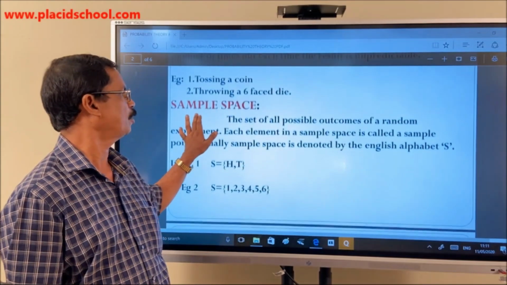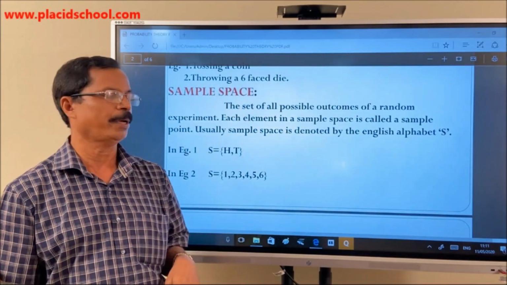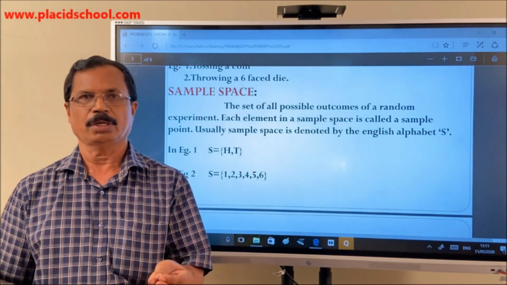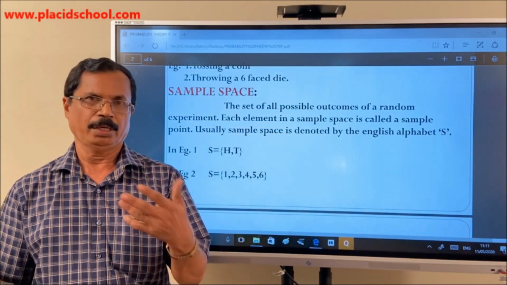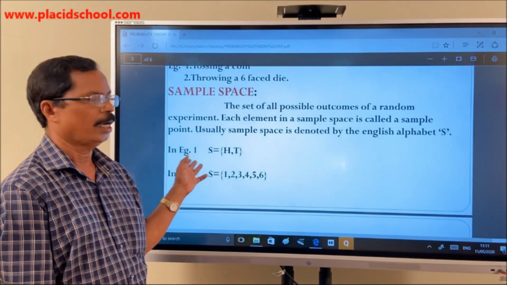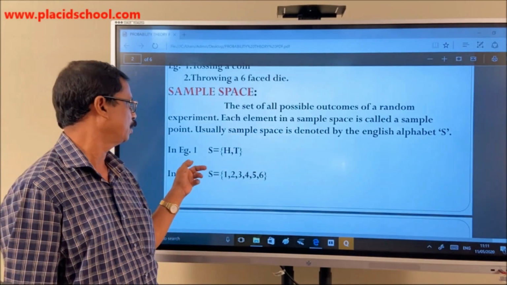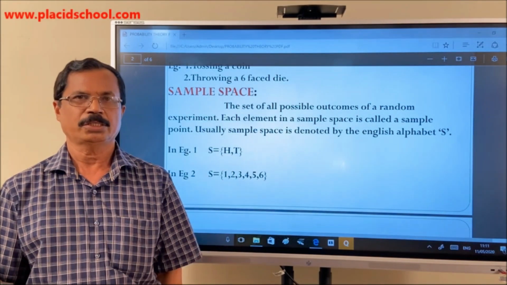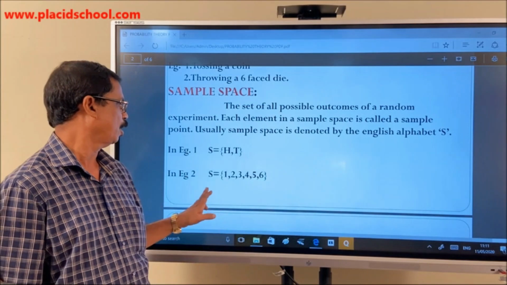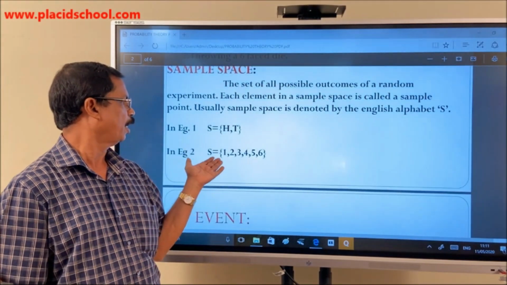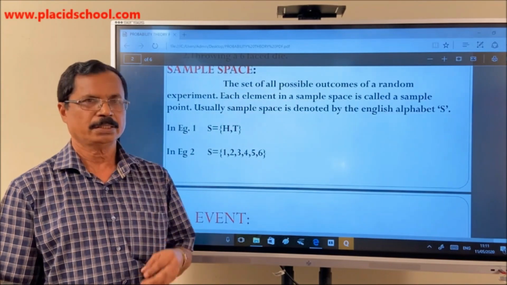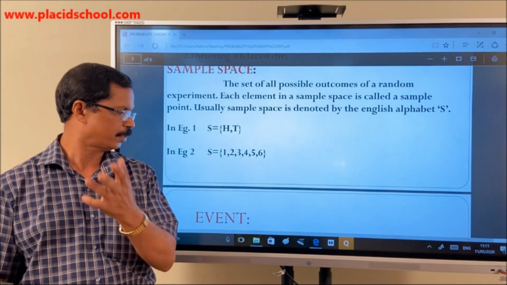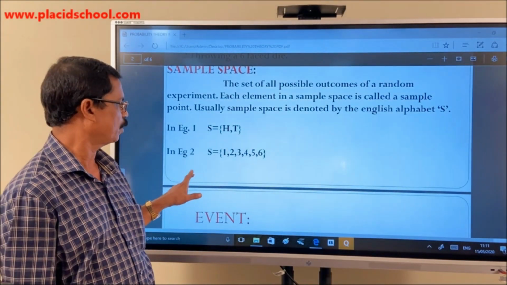Now let us come to sample space. The second one is sample space. The set of all possible outcomes of a random experiment is known as sample space, and we write it in set notation. Sample space is usually denoted by S. In the first example, S is equal to the set {H, T}. H stands for head and T for tail. And in the second case, that is in the case of throwing a die, S is the set {1, 2, 3, 4, 5, 6}. Okay, I think you have got some idea.